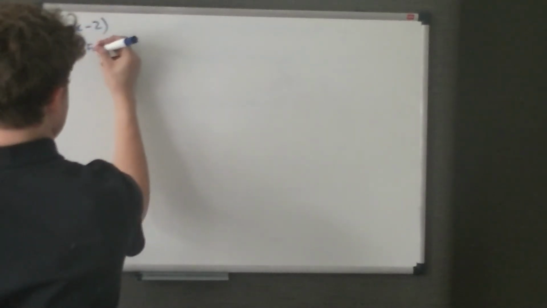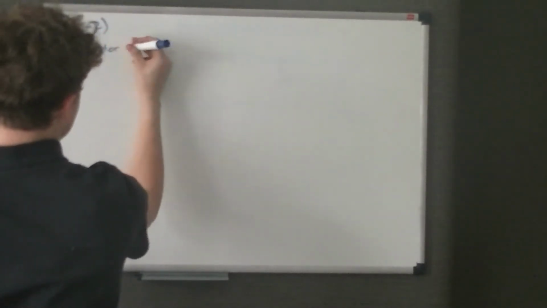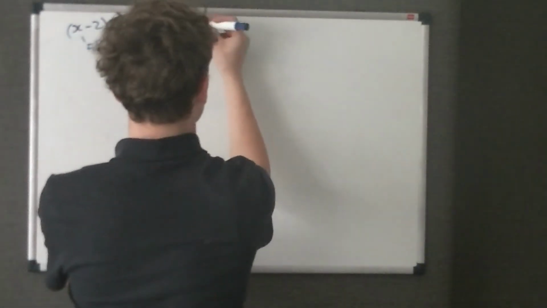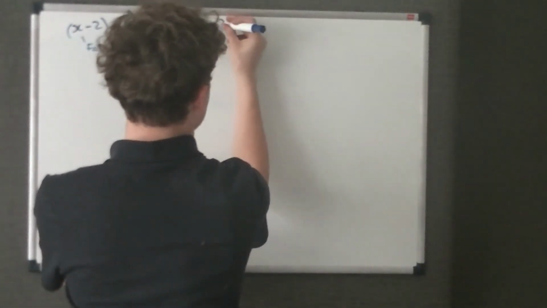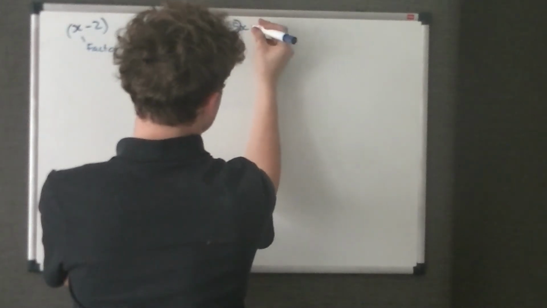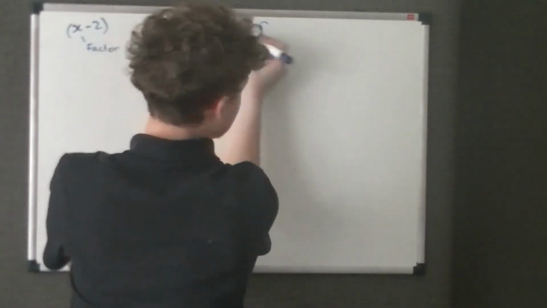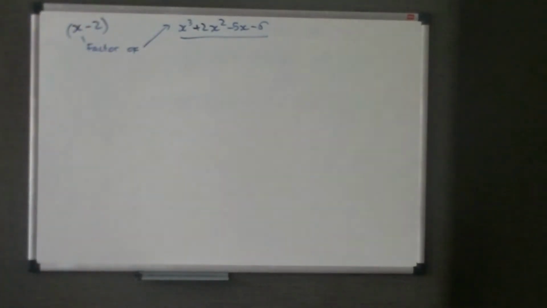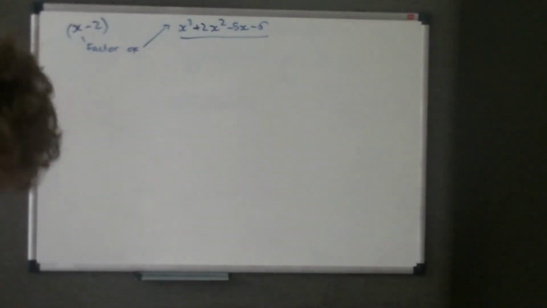So we know x take 2 is a factor of x cubed plus 2x squared, take 5x, take 6. This is the same equation, I just rubbed it out. So that is a factor of that, but we've just proved that before. As I said, it's the same equation. All I did was rub it out because I'm a bit of an idiot.